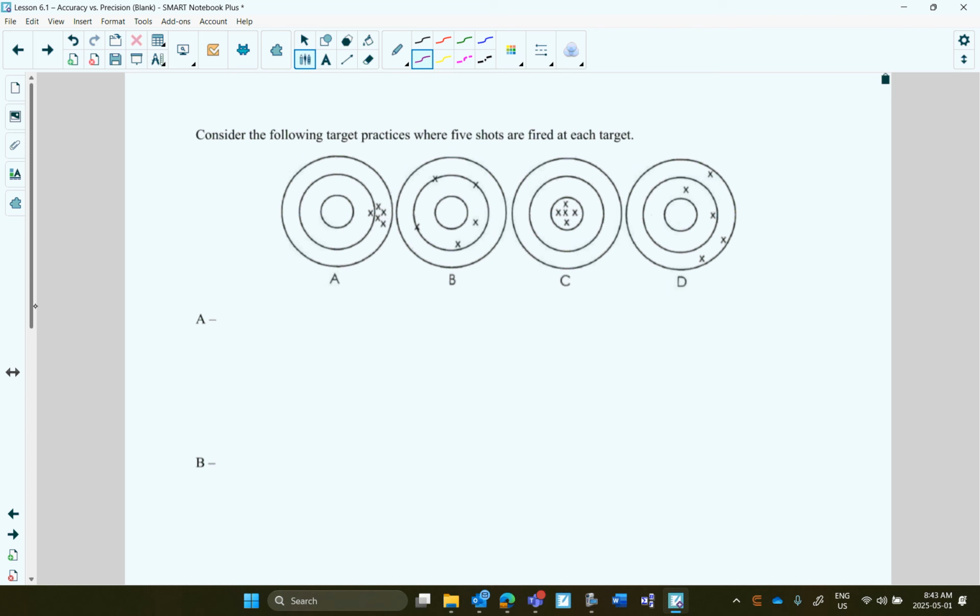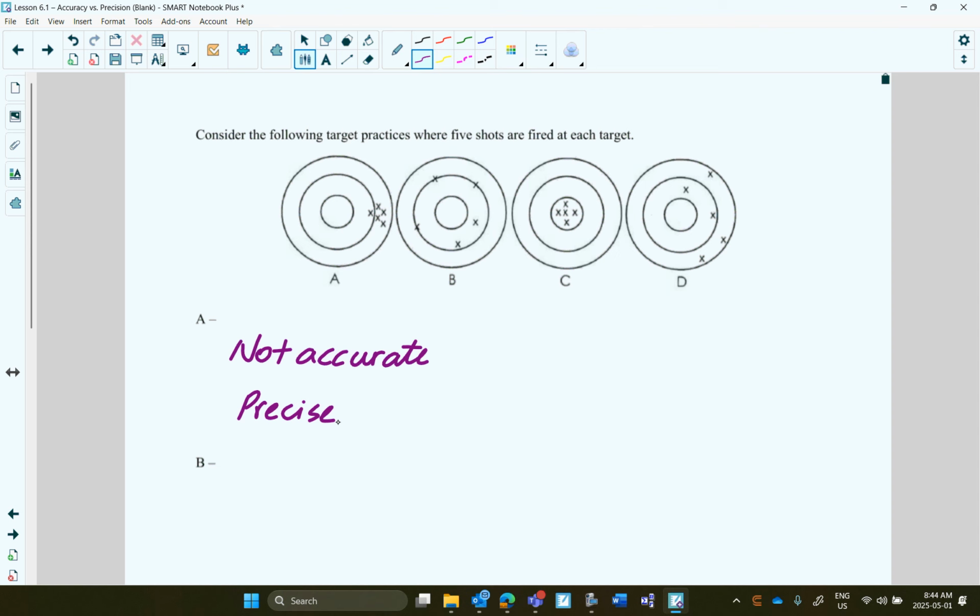Okay, so if we look at A, accurate? No, because accurate would mean you're in the bullseye. So we would say not accurate. Precise? Yes, because the shots, I'll call them, are close together. Several shots close together, so you're getting the same results, except you're off target, so you're not accurate.